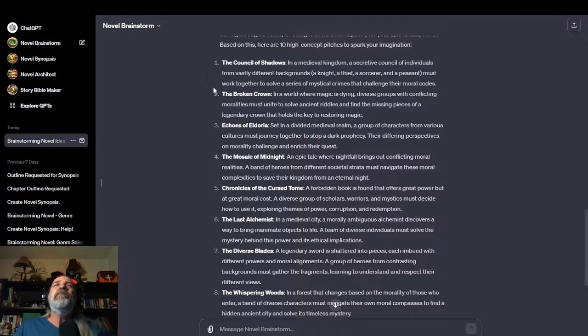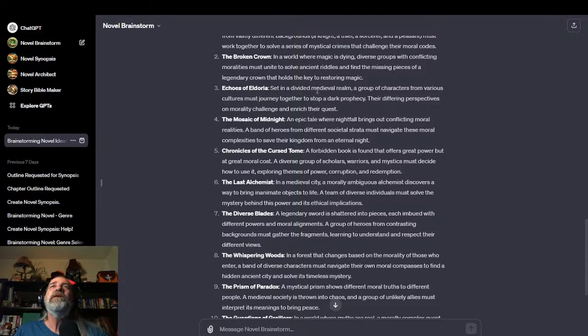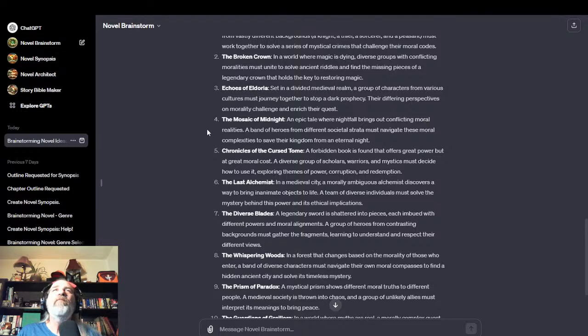In a world where magic is dying, diverse groups with conflicting moralities must unite to solve ancient riddles and find the missing pieces of a legendary crown that hold the key to restoring magic. Echoes of Eldoria, set in a divided medieval realm, a group of characters from various cultures must journey together to stop a dark prophecy. Their differing perspectives on morality challenge and enrich their quest. That's interesting.